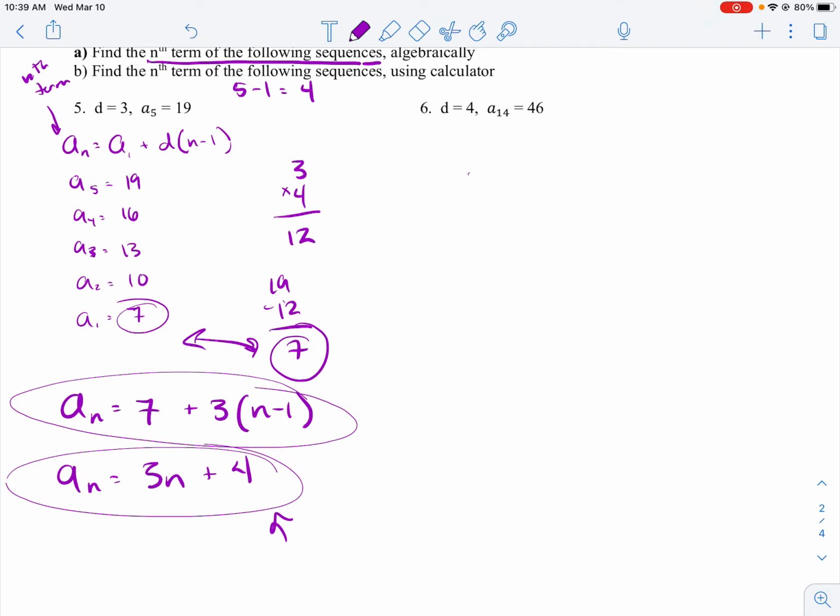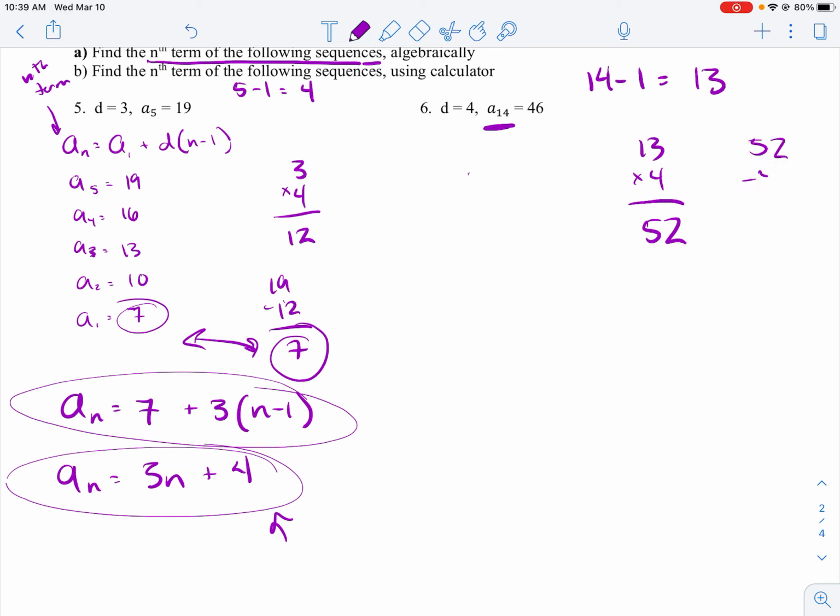Okay, so lastly, this is why this trick works a little better for these bigger numbers. Because I don't want to have to subtract 4 from 46 14 times. That sounds terrible. So I'm trying to get to the first term, which means I'm going to go back 13 times. And in order to do that, I'm going to go 13 times 4, which is what, 52? Could be wrong. Oh yeah, 52.